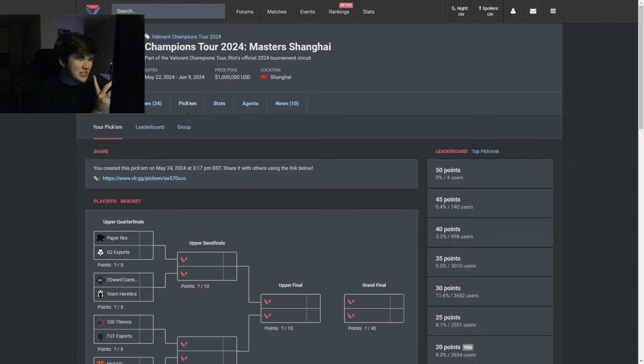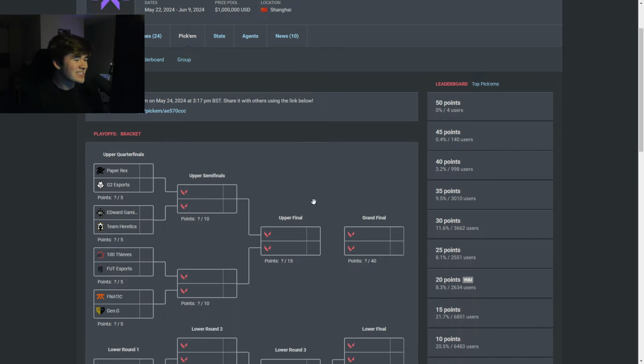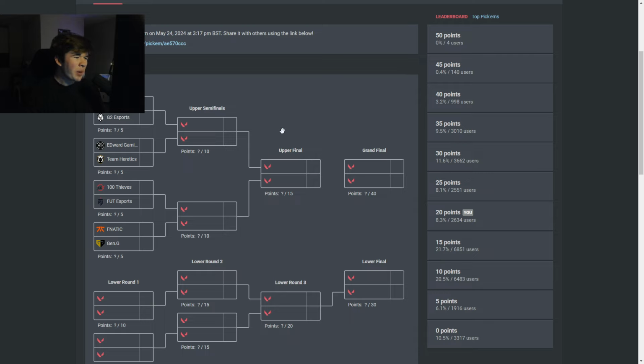We got pick'ems. So basically, teams pick their opponents, I guess, is what we can call it. PaperX picked G2, EDG picked Team Heretics, 100 Thieves picked Foot, and Fnatic picked Gen.G. Honestly, the pick'ems from the teams were pretty interesting. It's funny, Fnatic got last pick, and they pulled the short straw. They pulled Gen.G. So, things are pretty interesting, let's say that.